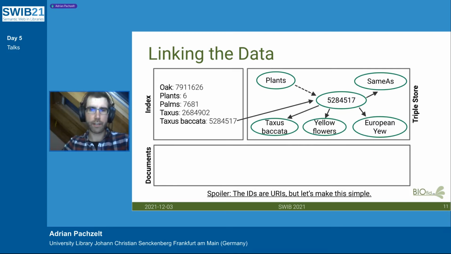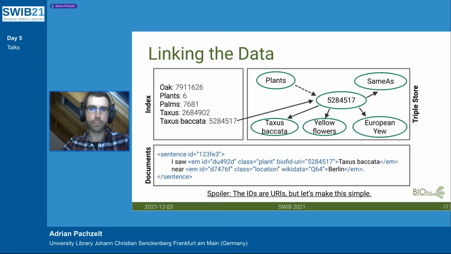Now, how do we connect this knowledge back to the documents? This is done quite easily because we have annotated texts. Every word is surrounded by some XML text. So we know here that Taxus baccata is a plant, and we know exactly which ID Taxus baccata has. And guess what? It's the same ID that already exists in the triple store and in the index database. Every taxon annotation contains at least one of these URIs. Most locations only contain a Wikidata URI, just for reusing them.